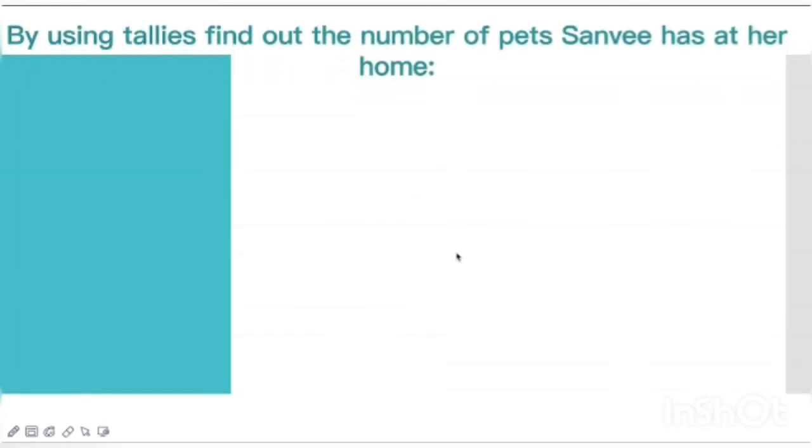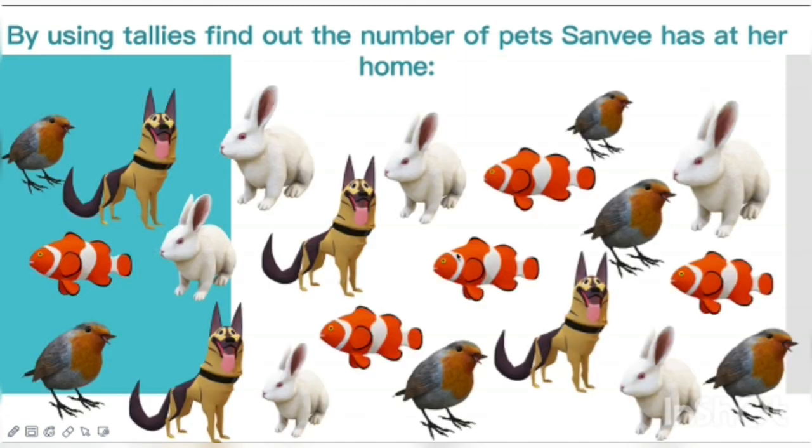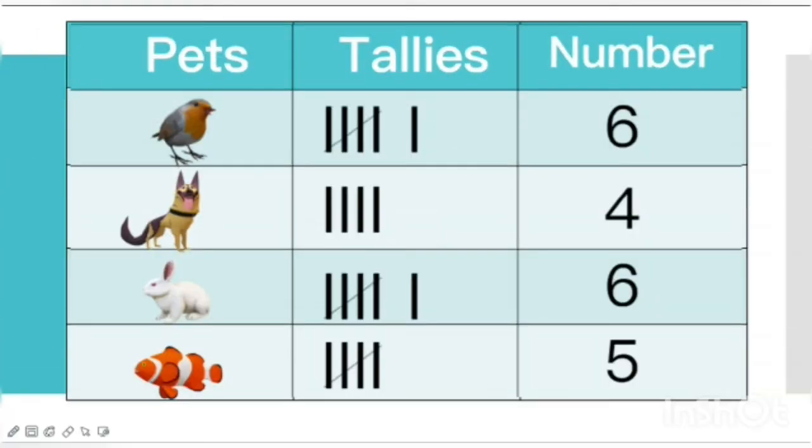By using tallies, find out the number of pets Sanvi has at her home. Now children, this is for your work. You need to count each number of pets Sanvi has and make this table in your notebooks. Count the number of pets, write their tallies and numbers given.